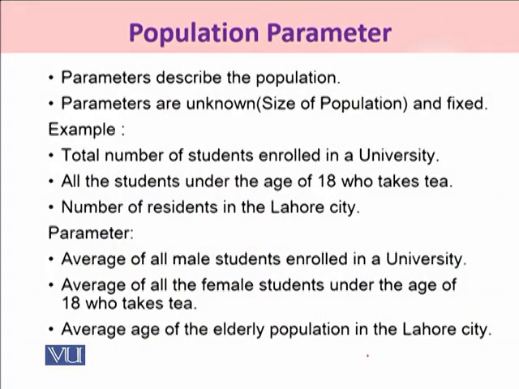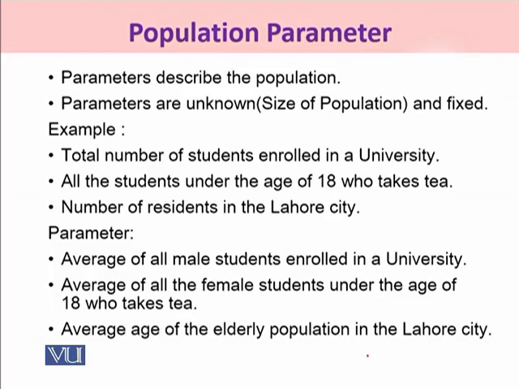Let us take some examples of how we are going to define certain populations, and for those populations, how we are going to draw the population parameters. So parameters are used to describe the population. They are constant or fixed numbers. Let us take the first example: the total number of students enrolled in a university.